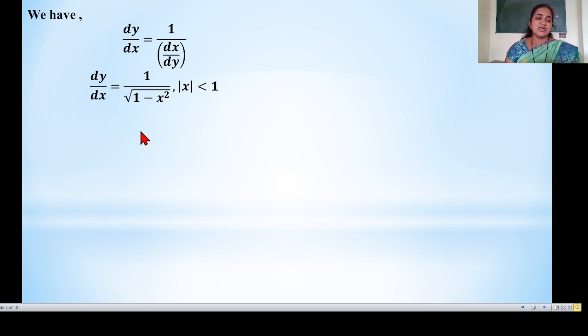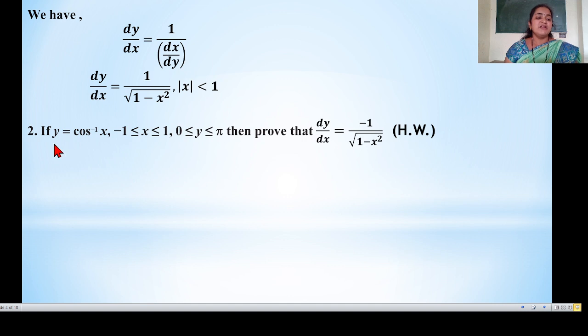Now we can check the next function. If y is equal to cos inverse of x, where minus 1 is less than or equal to x is less than or equal to 1, and 0 is less than or equal to y is less than or equal to pi, then prove that dy by dx is equal to minus 1 upon square root of 1 minus x square. So this is our homework problem. The same we can solve as the previous one.